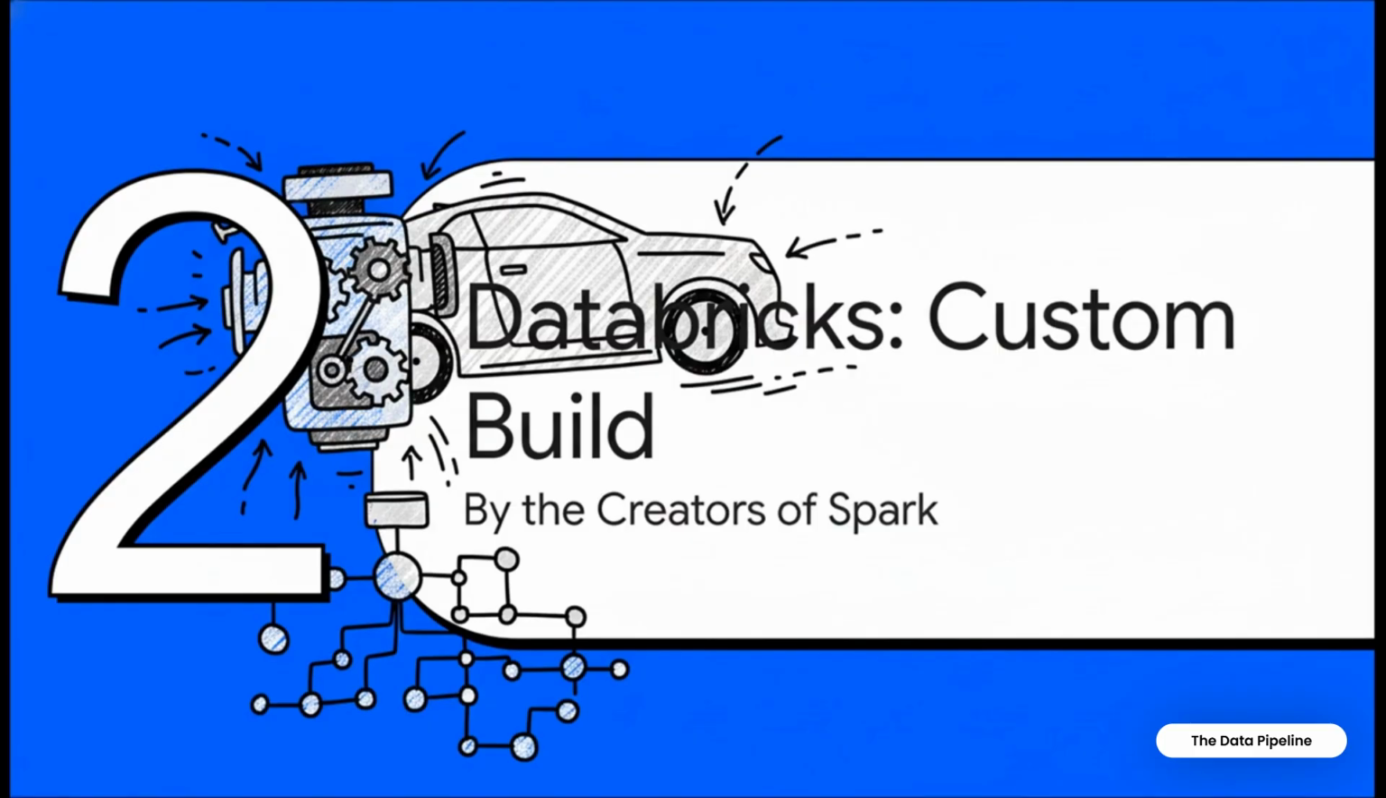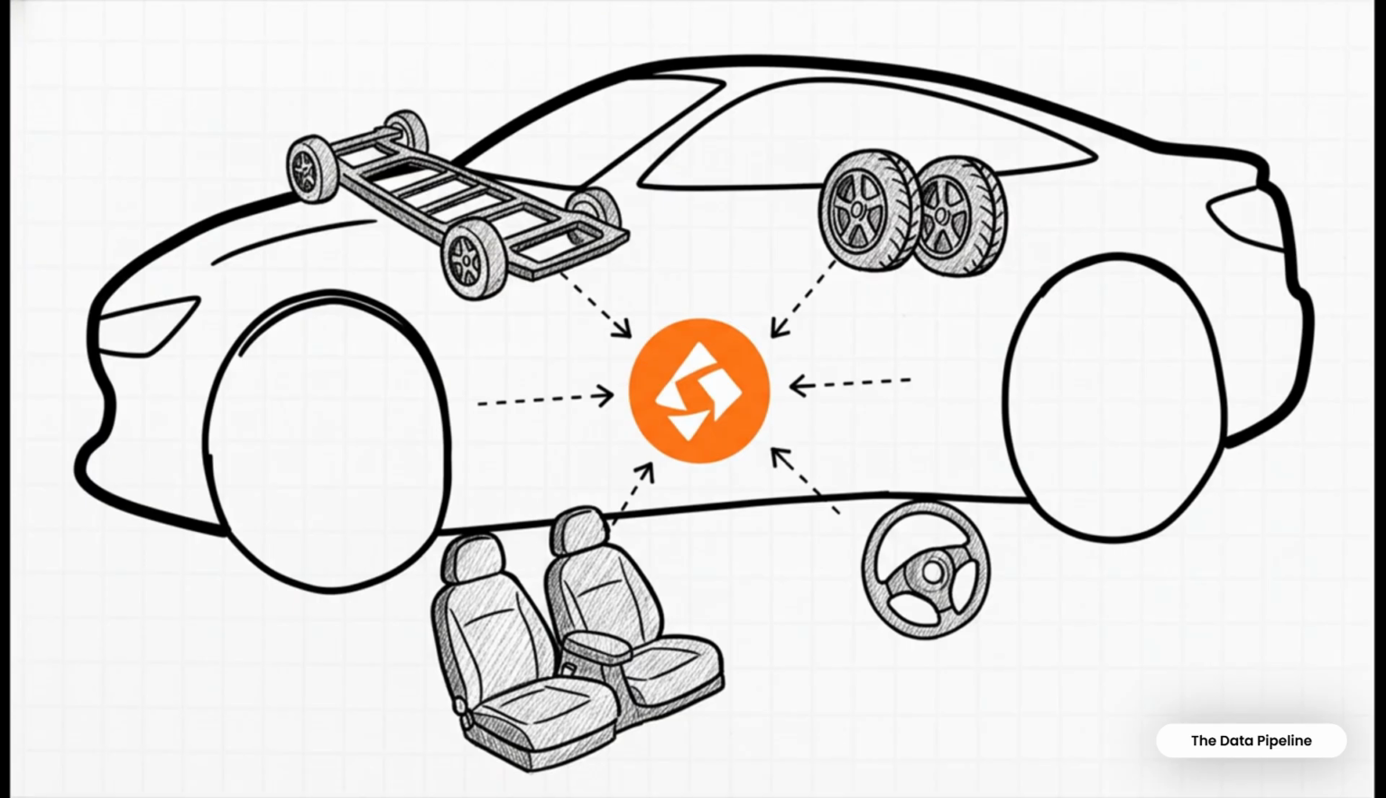All right, so we've got our engine. Now let's look at the first car that was built around it. And this one's pretty special because it was built by the very same people who actually designed the Spark engine in the first place. So, Databricks is the whole package. It takes that powerful Spark engine and builds everything, and I mean everything, you need around it. The chassis, the steering wheel, the fancy dashboard, the comfy seats, the whole shebang. It basically turns that raw computational power into a fully functional, ready-to-drive vehicle for data teams.